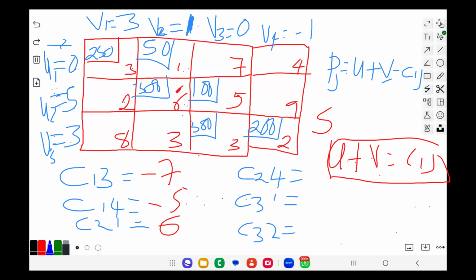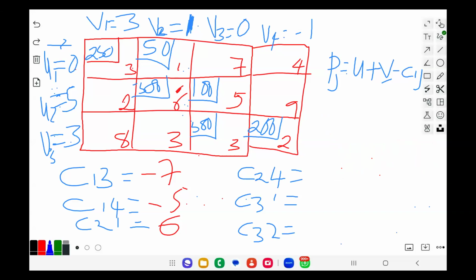Okay, let me just go back again to where we started from, so that you can pay attention now. I was saying, I think you remember, after finding the initial basic solution, we had ended on this part where we had already done the allocation, right?